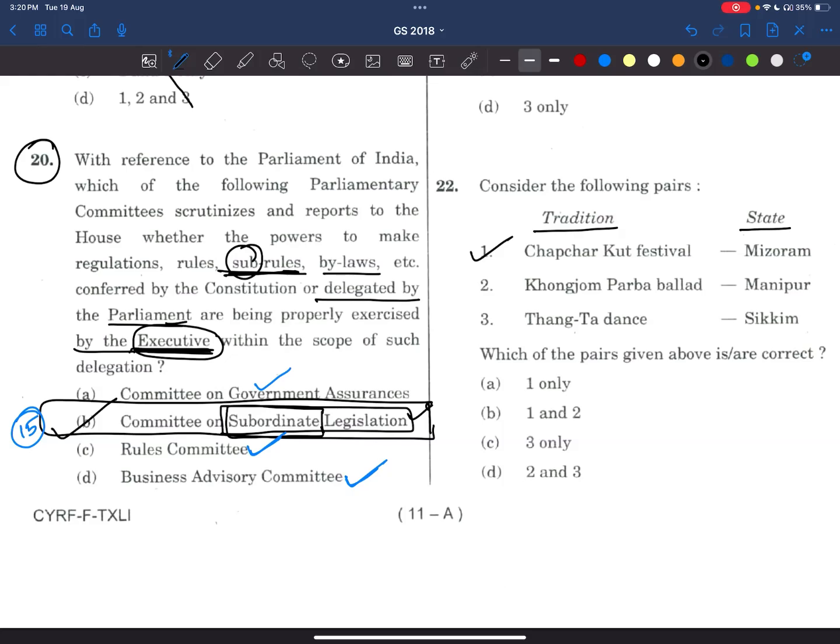Now, Kumjom Parba Ballad. Sorry, friends, if I am spelling it wrong. Okay, it is belonging to Manipur state. Yes, this belongs to Manipur state. Okay, it is like singing and dancing with the drums. Okay, it's like a battle. See, this festival is celebrated because Manipuri people fought against the British Empire in the war of 1897. Okay, so in commemoration of that war, they are celebrating this festival.